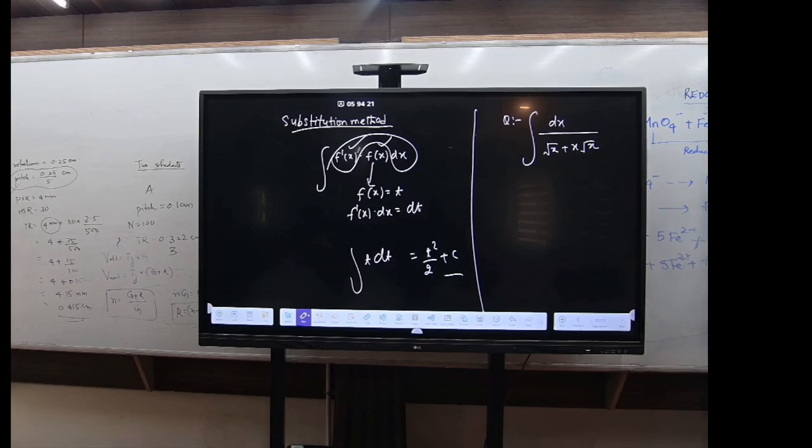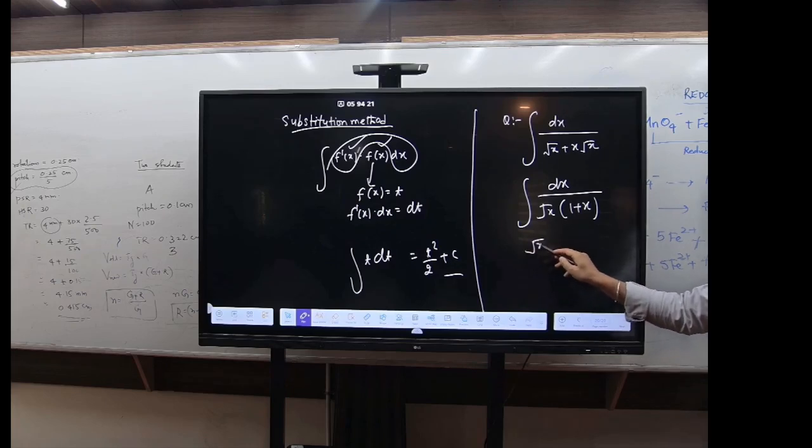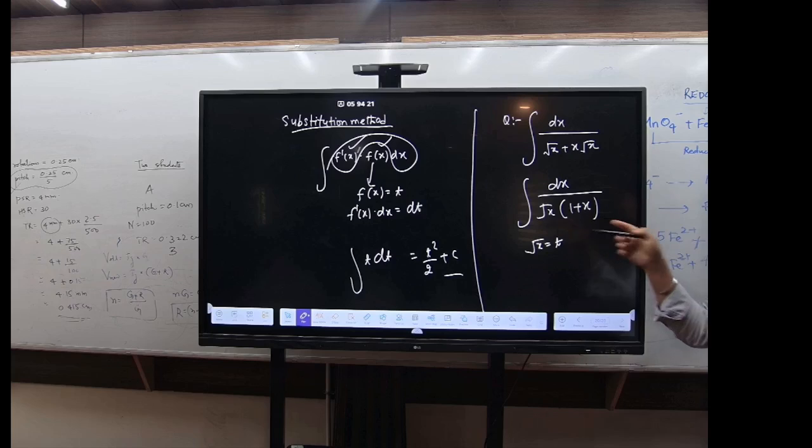Whenever in the question only square root x is given, take it common. Everyone, whenever there is a square root of x, everywhere, take it common. Now assume that square root x is equal to t. After taking common, assume this is equal to t. So if square root of x is equal to t, what will be x? T square. Yes or no?